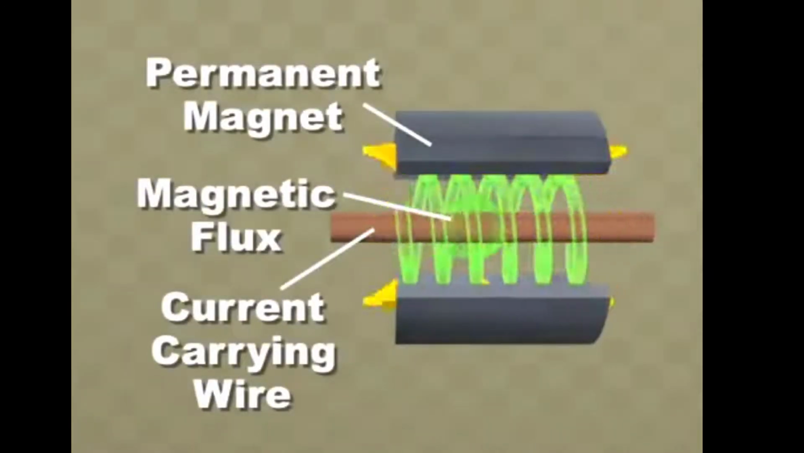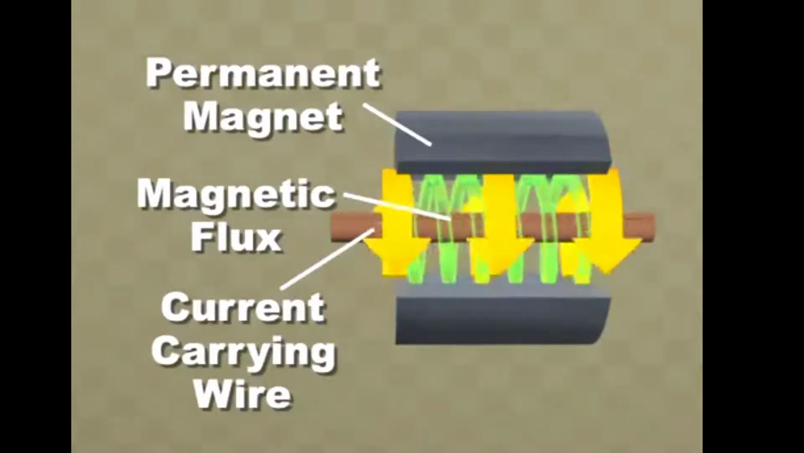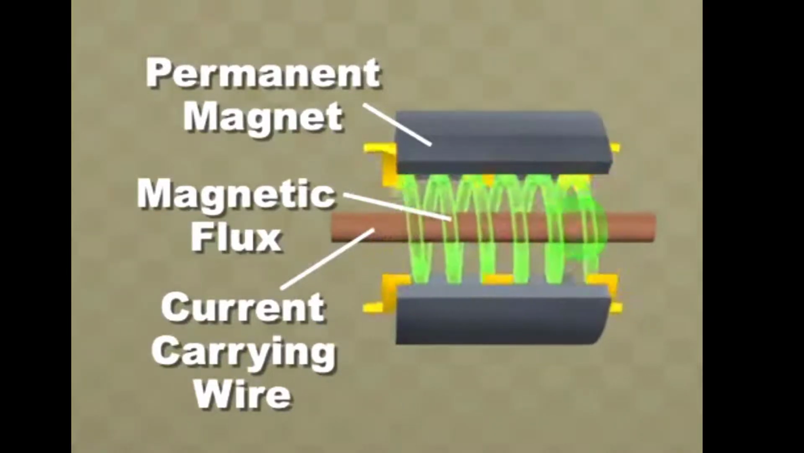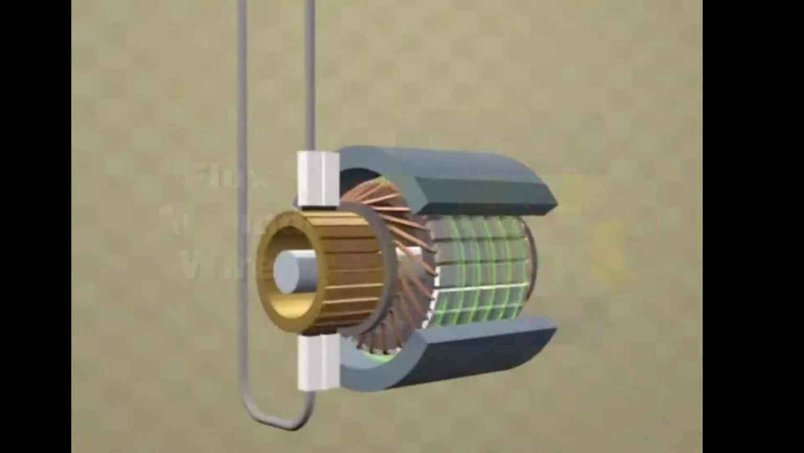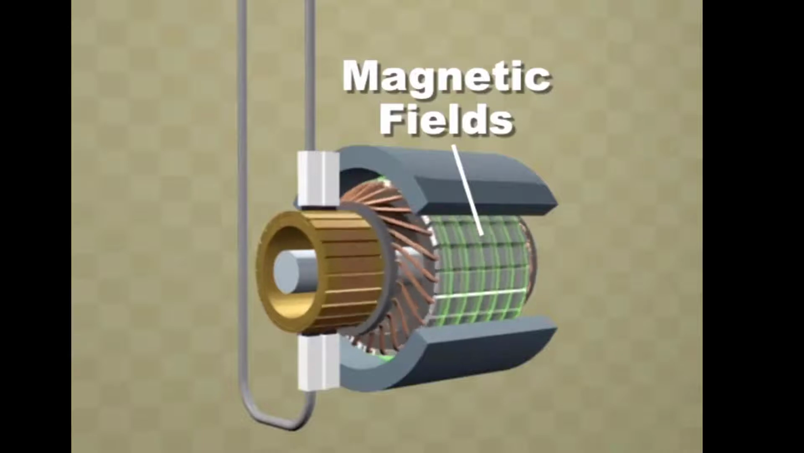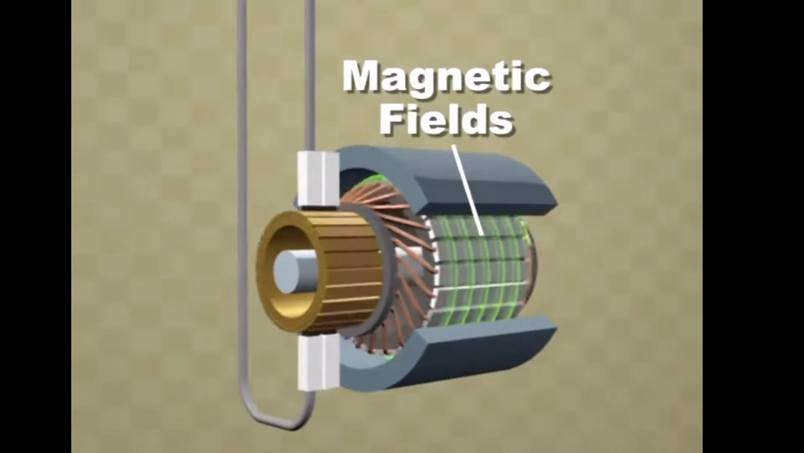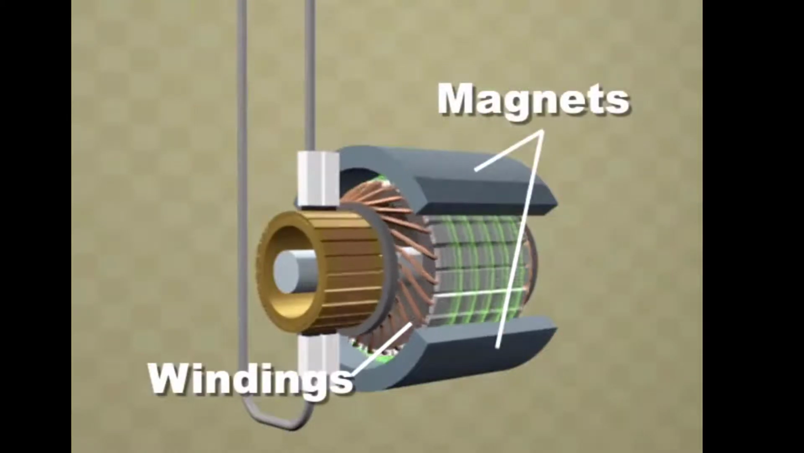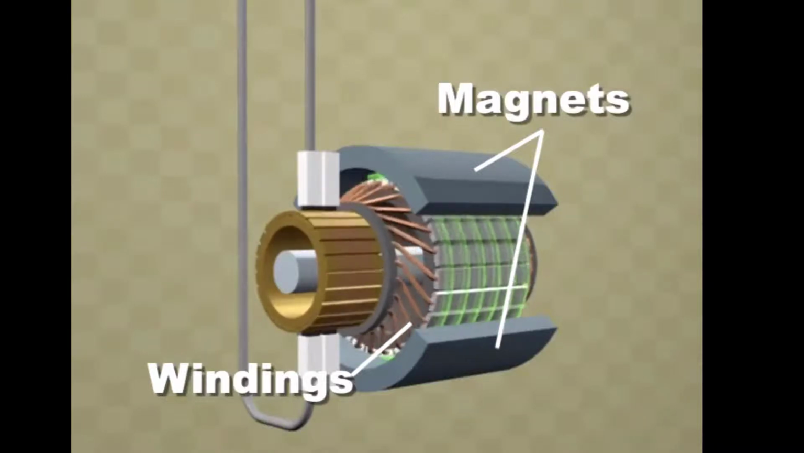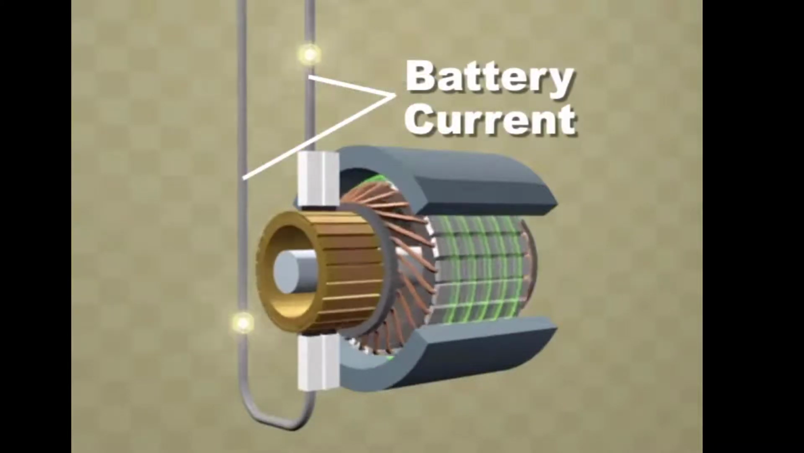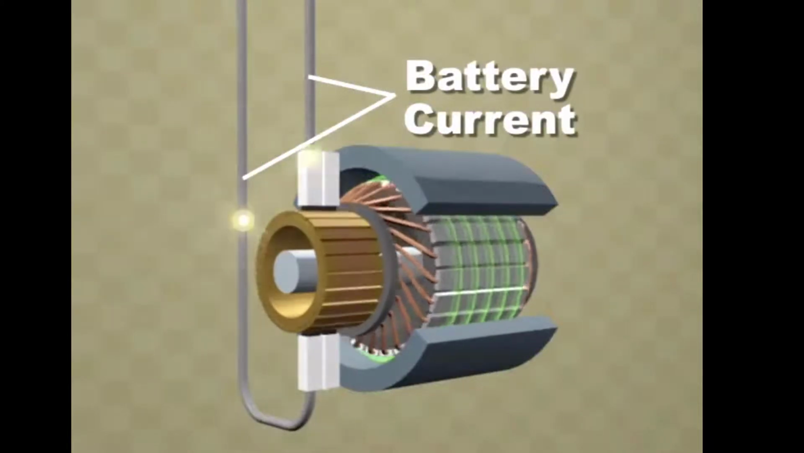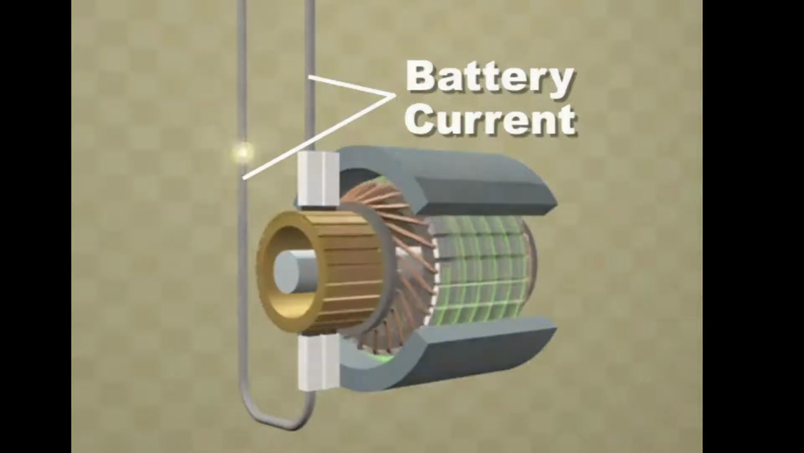A starter motor relies on strong magnetic fields for operation. A permanent magnet and a current-carrying wire both produce a magnetic flux or field. Since magnetic fields can attract and repel each other, they can be used to produce strong rotational forces inside an electric motor. A simple electric motor uses stationary field magnets that act against a rotating set of windings. A commutator and brushes feed current into the rotating windings. Current flows through the brushes, the motor windings, and back to the battery.